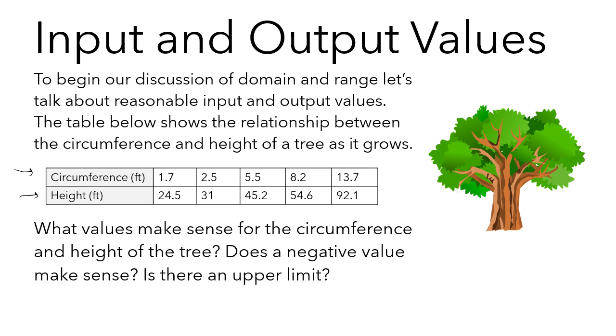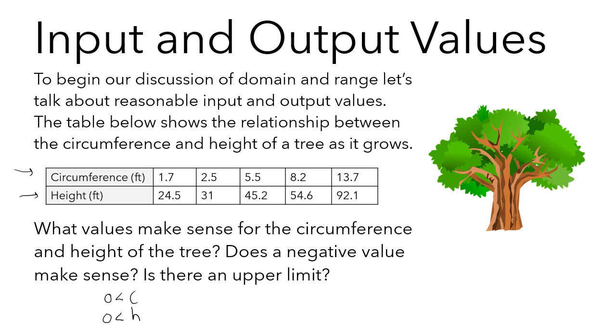For example, does a negative value make sense? Is it possible for there to be a negative circumference? No. So we know our circumference is going to have to be bigger than 0. And I'll let C represent circumference. Similarly with height. Height cannot be negative, so I know height, which I'm going to let be h, also has to be bigger than 0.